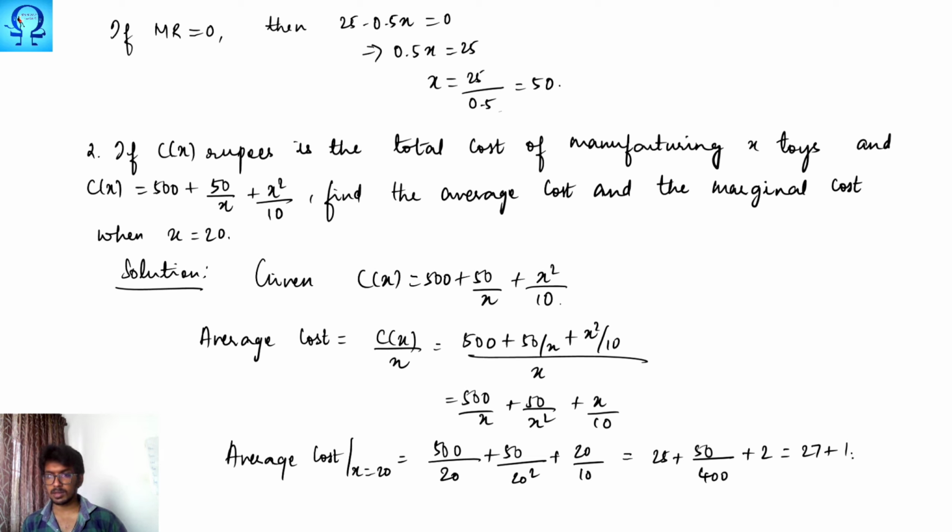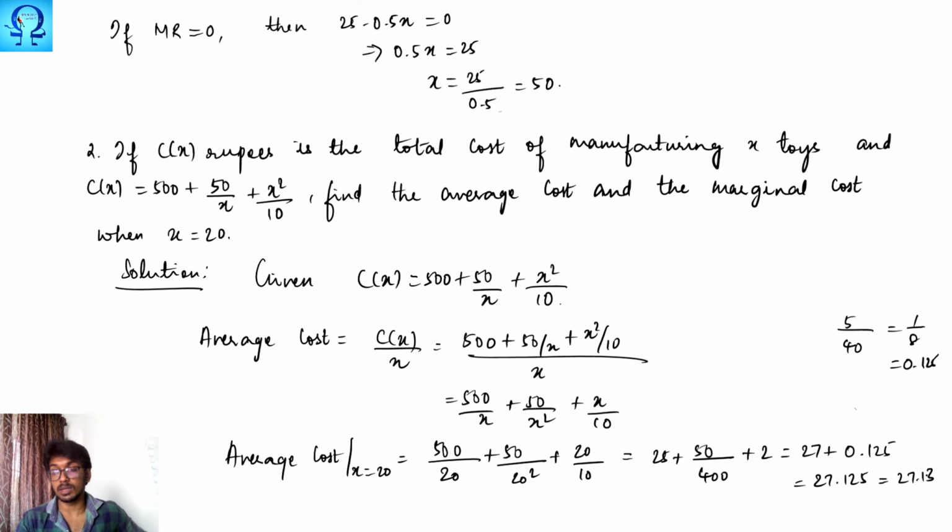Sorry, 50 upon 400 is simply 5 upon 40, which is 1 upon 8, which is 0.125. So we get 27.125, and since this is in rupees, we approximate this as 27.13. This is the average cost when we produce 20 units.